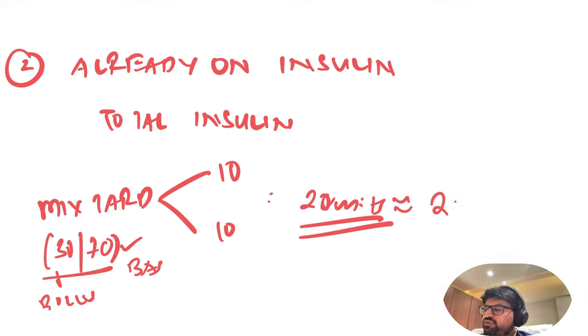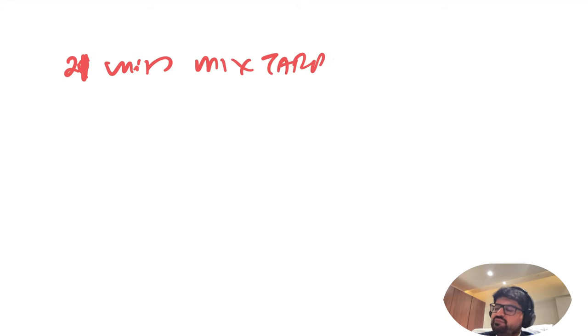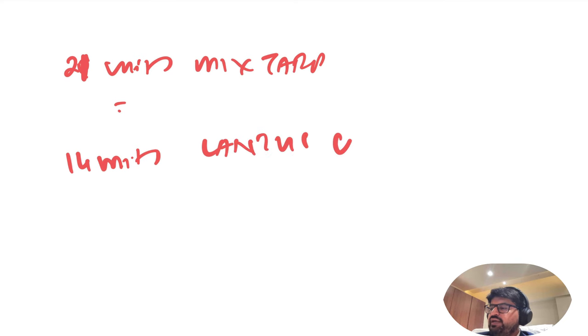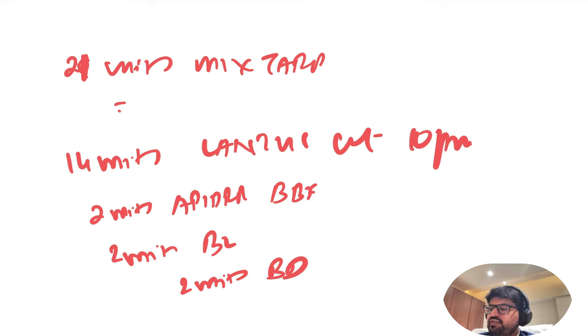So let's say 20, let's round it to 21. 70% of 21 units is 14 units, and 30% is 7 units. So the patient was on 21 units of Mixtard, just for calculation's sake. I'll give him 14 units of Lantus at 10 p.m. The remaining is 7 units. You can round it to 6 units. So you need 2 units of Apidra before breakfast, 2 units before lunch, and 2 units before dinner. This is the starting dose. Remember, this 2 units is the bolus dose.